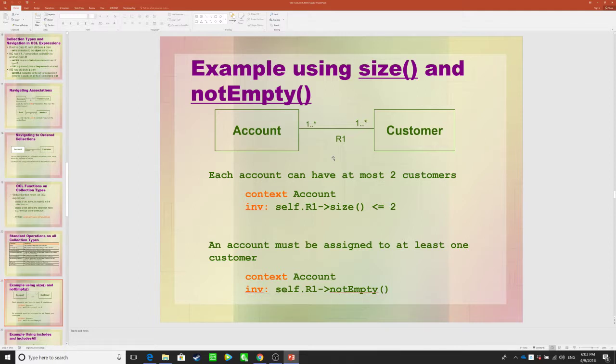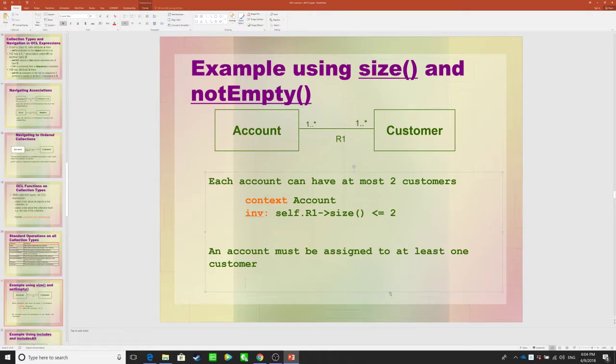And another specification in natural language: an account must be assigned to at least one customer. Try to do it.